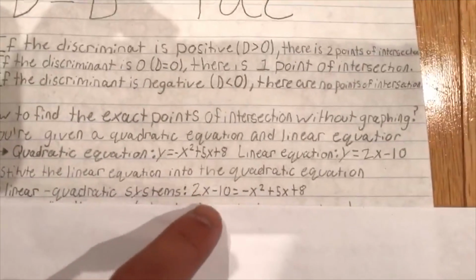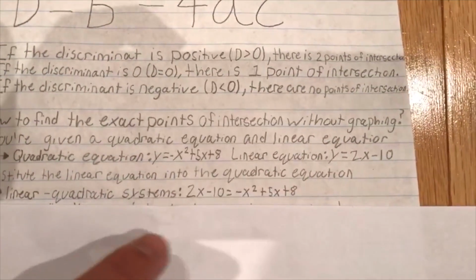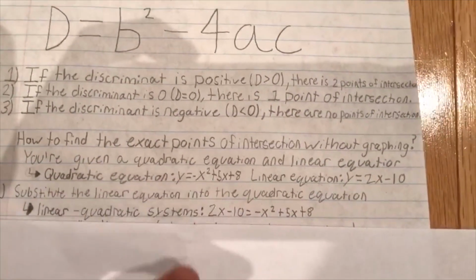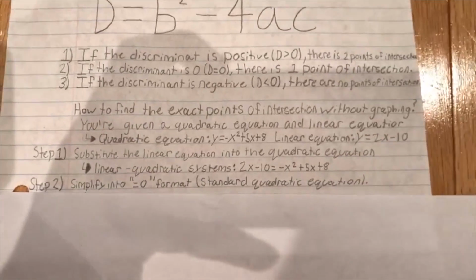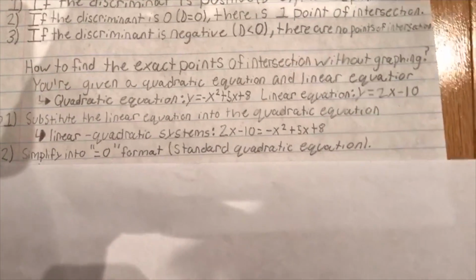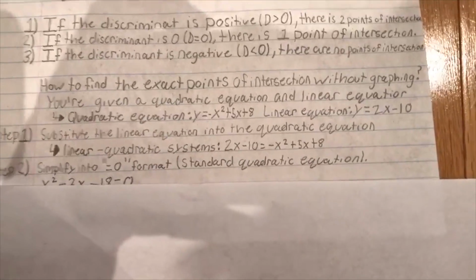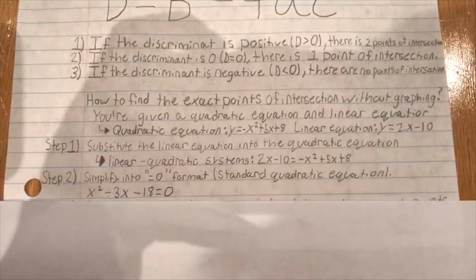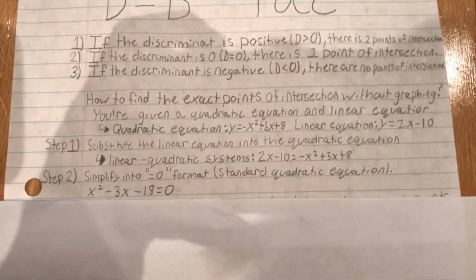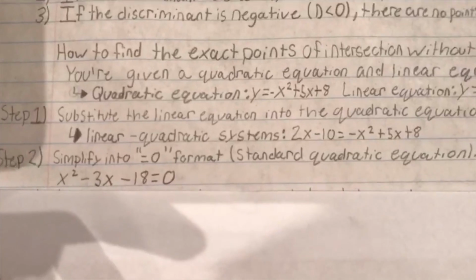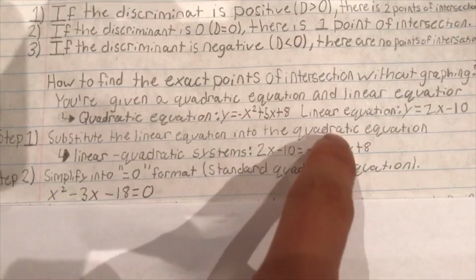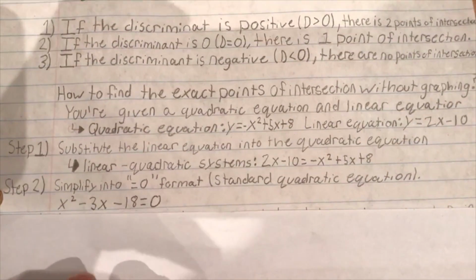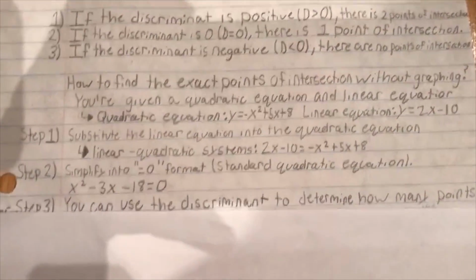So the 2x minus 10 is from the linear equation, and the negative x squared plus 5x plus 8 is from the quadratic equation. Step 2, simplify into equals 0 format, which is also known as standard quadratic equation form. So you just group the like terms and you make the equation equal 0. So that will give you x squared, because you have to move the x over the equal sign, which will make it become a positive, and negative 3x and minus 18.